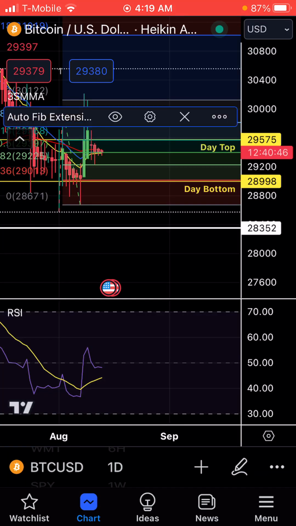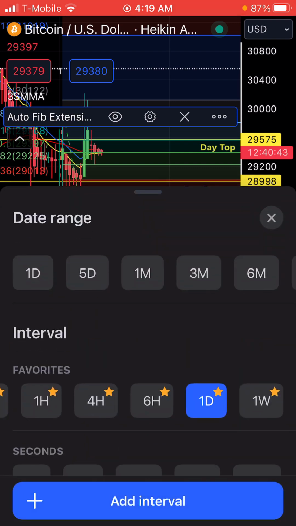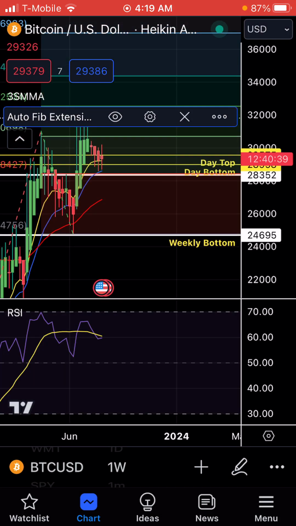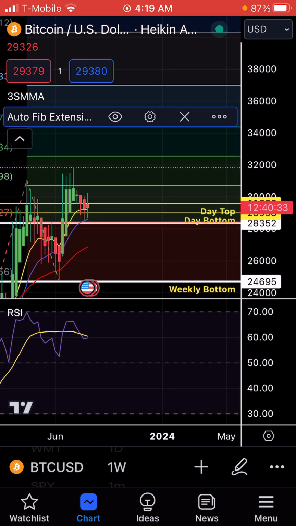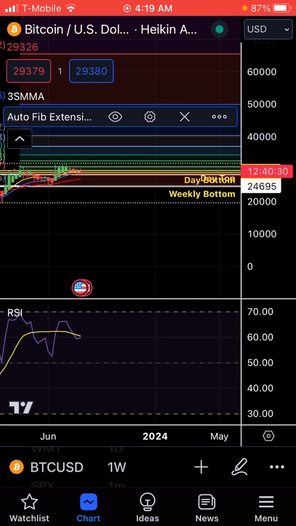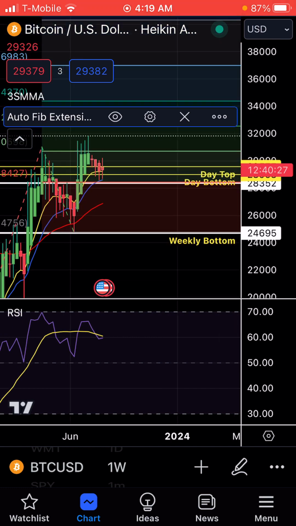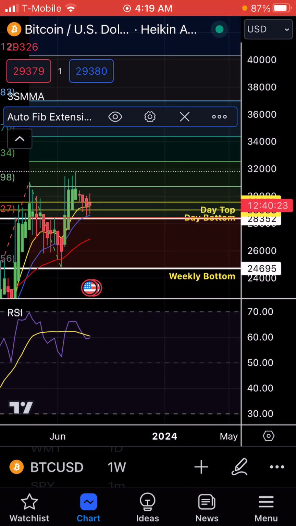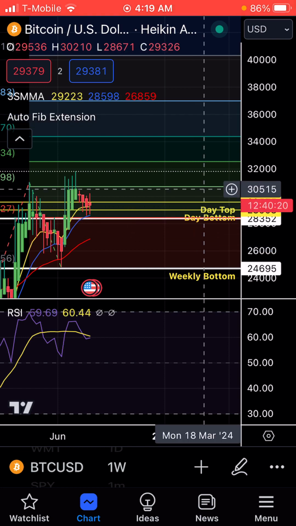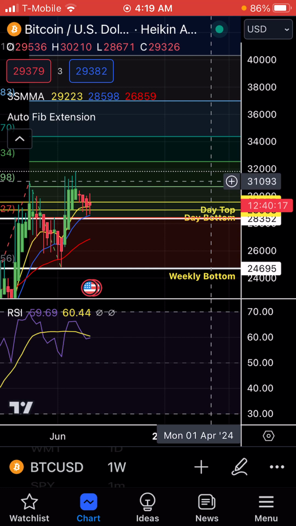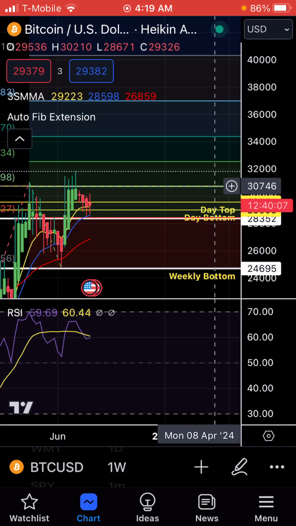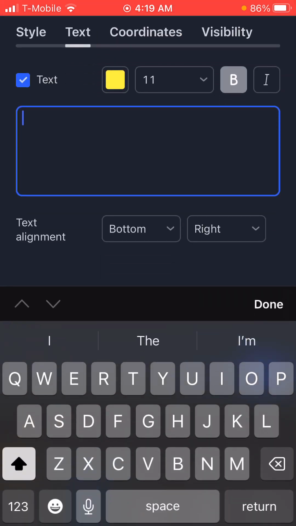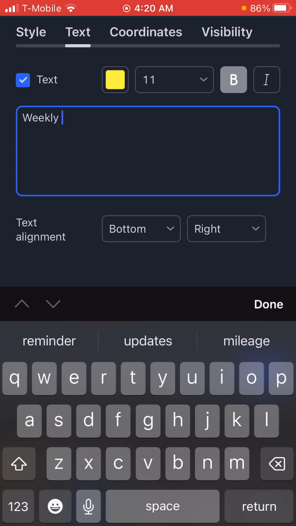And then we can also look at this on the weekly and see what we got. Man, I already drew the bottom here for the weekly. We don't have it for the top, but that's the weekly bottom. We want to make sure we get to the weekly top, which is again right around where the candles are moving. So this right here would be about the weekly top. I would draw a note here and say weekly top.